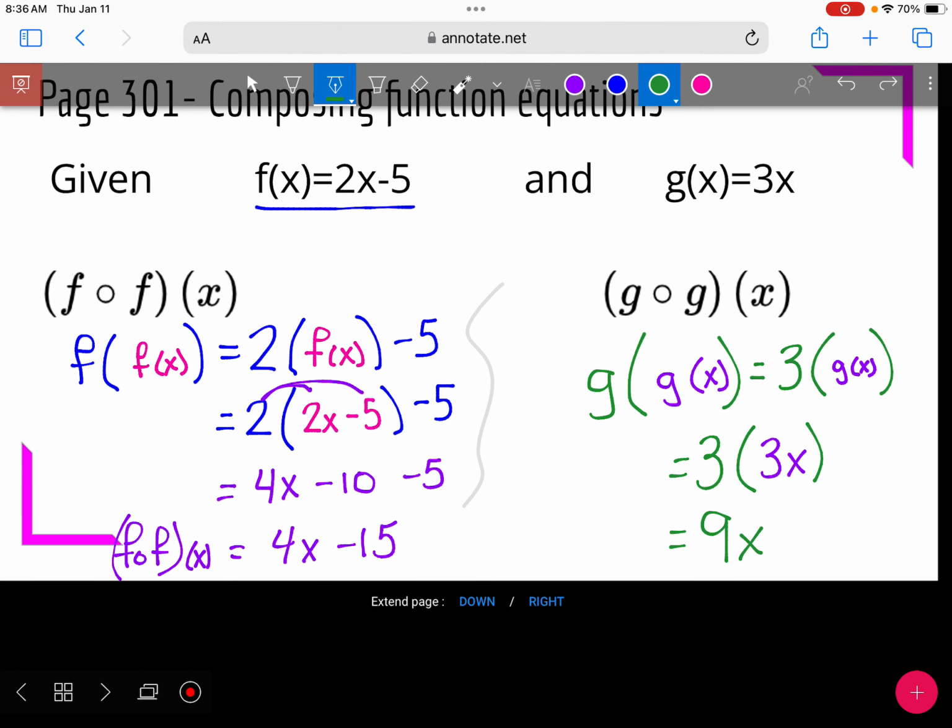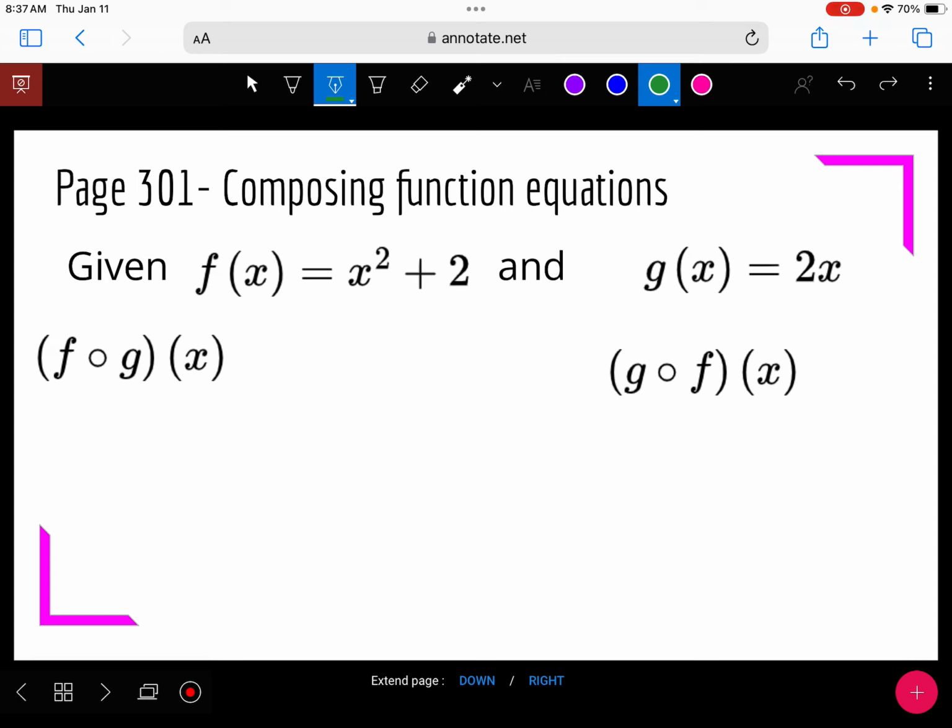Questions on our compositions? Because we're going to do another set. It's all well and good when we have linear equations, but sometimes we get a little wild, a little cray.